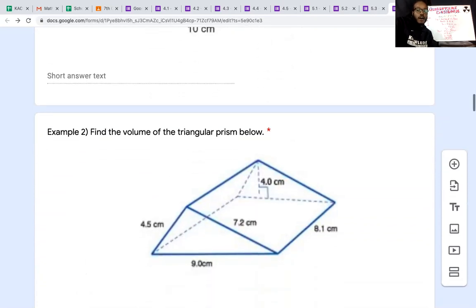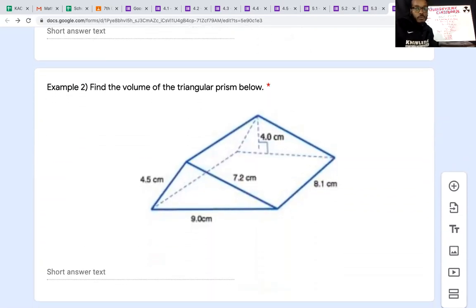All right. Example 2 says to find the volume of the triangular prism below. I'm noticing a couple of things. The base of the triangular prism is 9 centimeters. Somebody's going to make the mistake and look at this 4.5 and multiply that. The reason why we don't want to do that is because that's not the height. That is a distractor. Back here, it tells us the height of the triangle. The height of the triangle is 4 centimeters. So my base is 9, my height is 4, my length is 8.1.